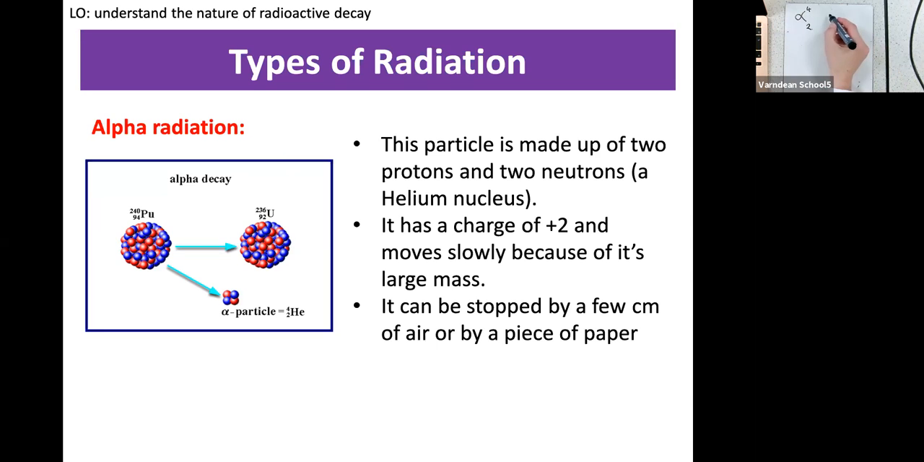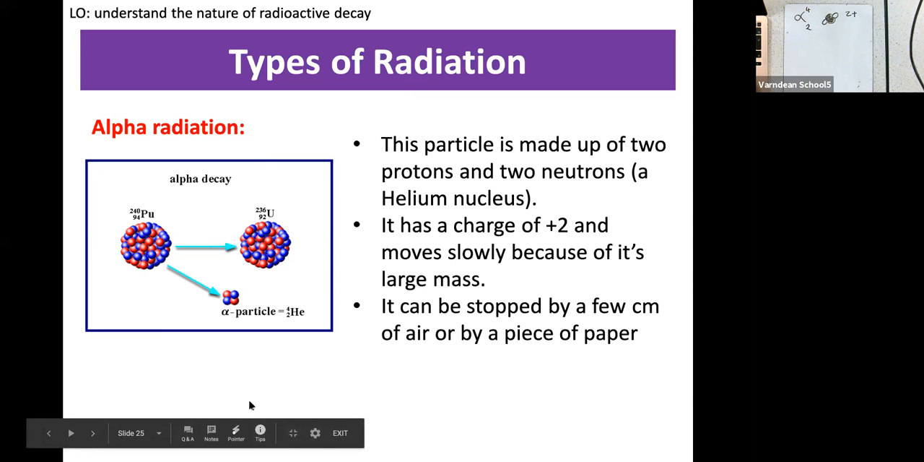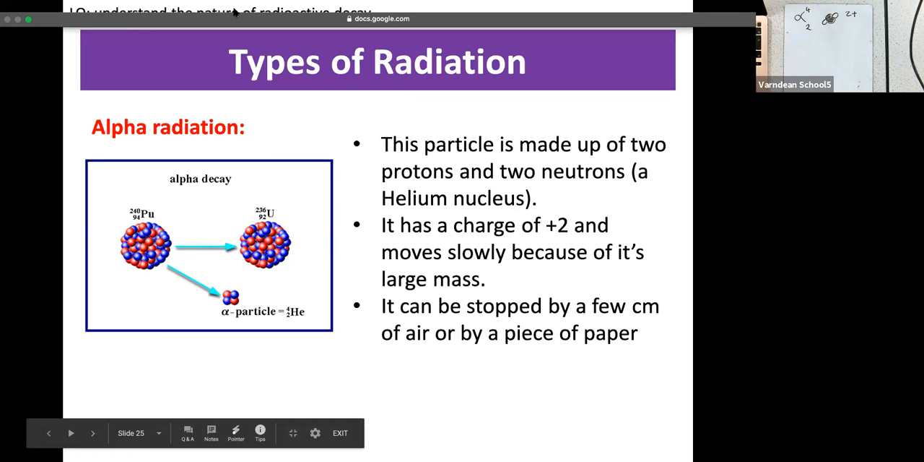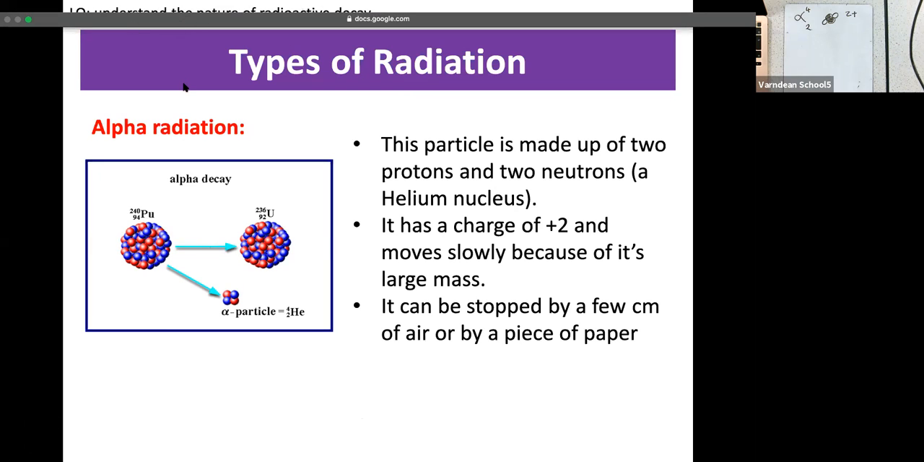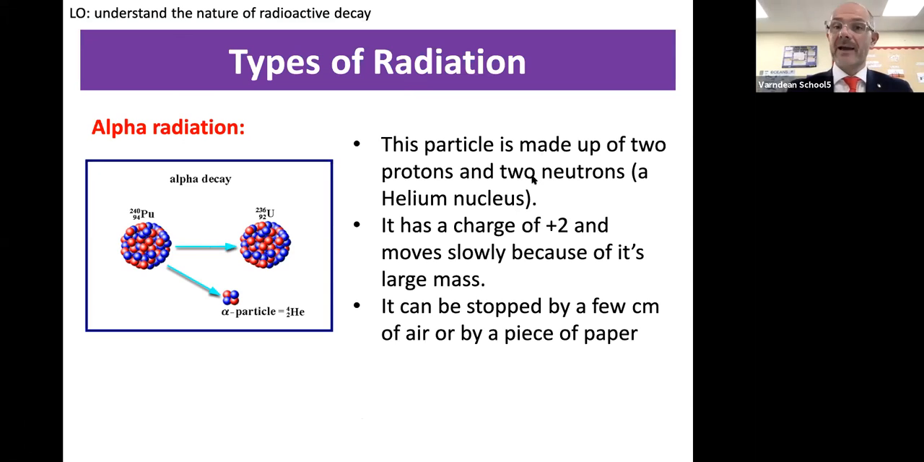And sometimes we draw it like this. So we've got 2 protons and we've got 2 neutrons. So that's an alpha particle. It is essentially a bit of nucleus. It's a helium nucleus. It's got a charge as well of +2. It can't get very far. It's a big, heavy thing. We can actually stop it with a couple of centimeters of air or a piece of paper.